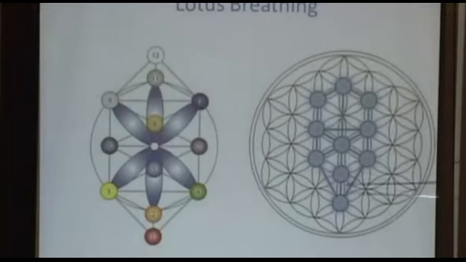Also, we see that the tree of life structure has a relationship to another pattern, as we see in this diagram here. We see a pattern behind the Metatronic tree of life. And this is a pattern that Ash describes as the bloom of doom.